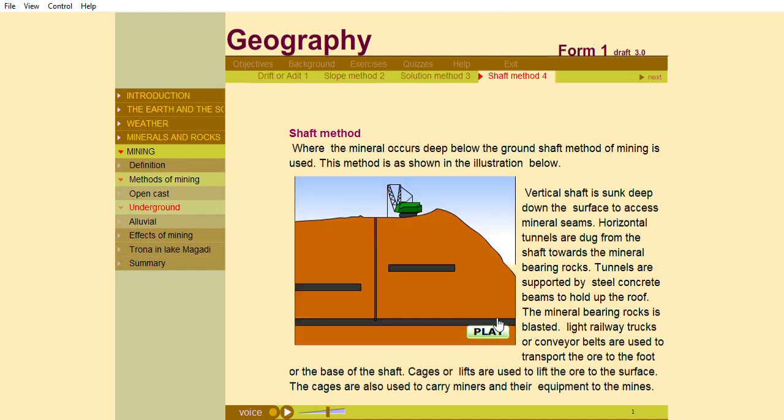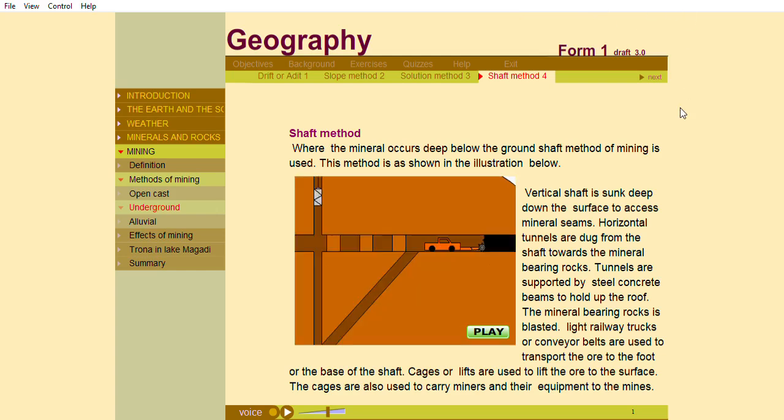Shaft method. Where the mineral occurs deep below the ground, shaft method of mining is used. This method is as shown in the illustration below. Vertical shaft is sunk deep down the surface to access mineral seams. Horizontal tunnels are dug from the shaft towards the mineral-bearing rocks. Tunnels are supported by steel concrete beams to hold up the roof. The mineral-bearing rocks are blasted.